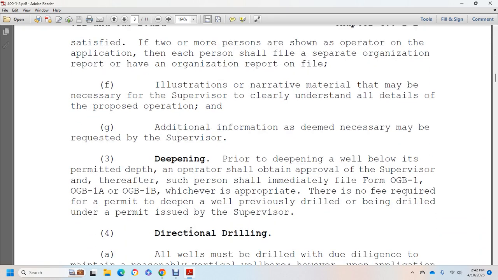3. Deepening. Prior to deepening any well below the permitted depth, the operator shall obtain the approval of the supervisor and shall immediately file form OGB 1A or 1B, whichever is appropriate. But there is no fee required for the permit.